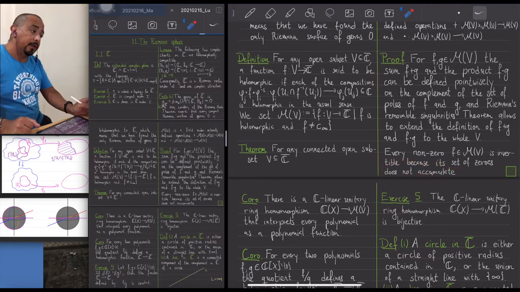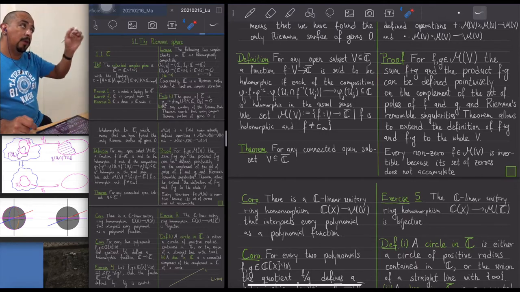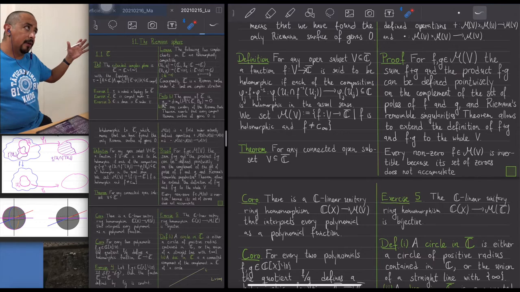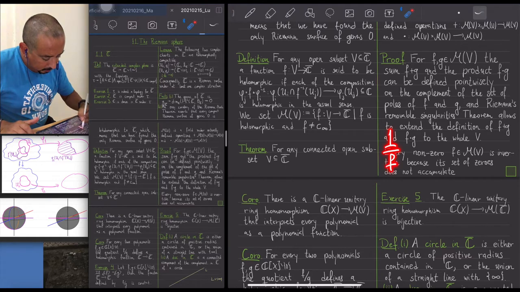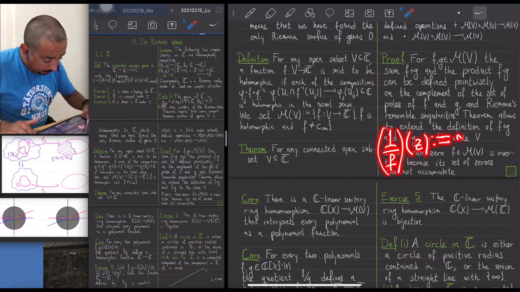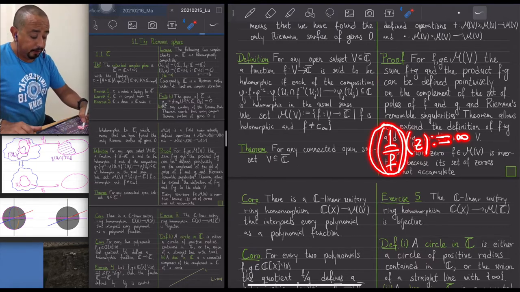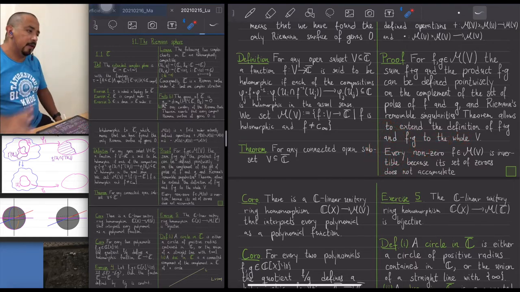And once we know it doesn't accumulate, we can define 1 over F in the complement of the set of zeros of F. And then one can verify that, defining 1 over F in a zero of F to be infinity, we have a function defined on the whole of V and holomorphic on the whole of V. In other words, the zeros of F become the poles of 1 over F, and they form a set that does not accumulate because V is connected.